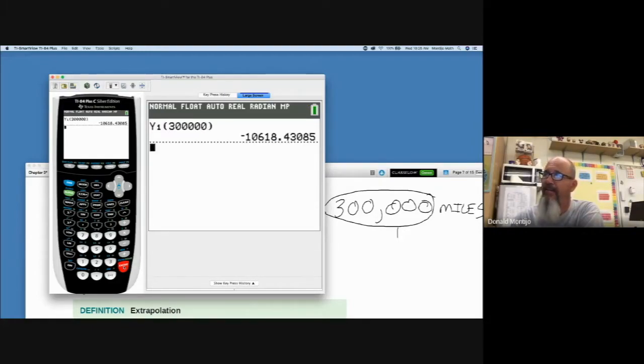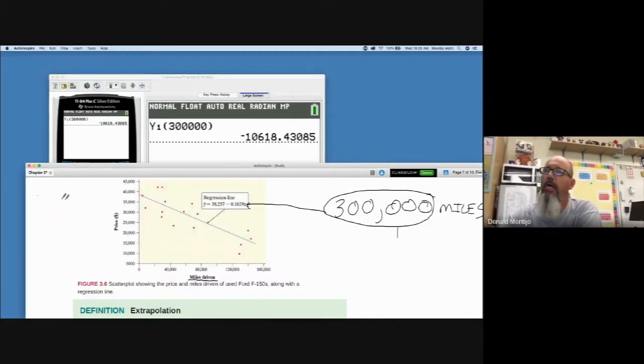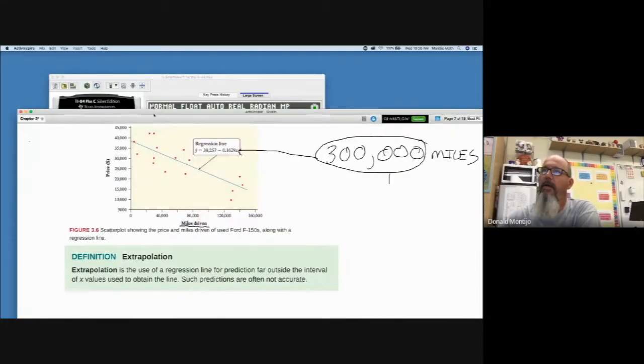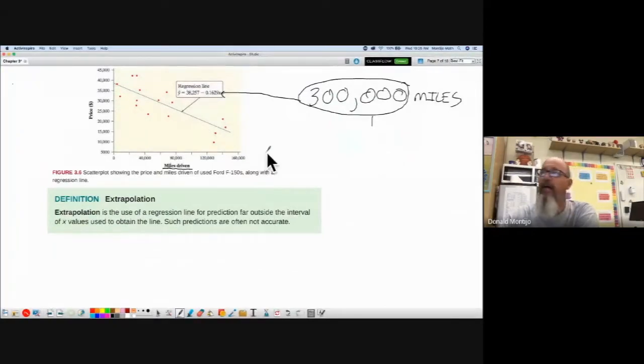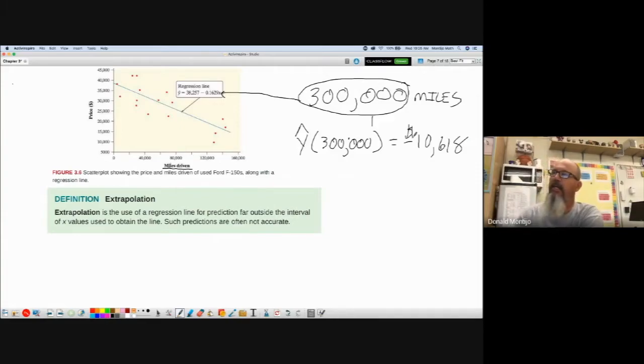So it did negative $10,618. Okay. The calculator took this 300,000, plugged it in for X, did all the work for us, and spit out an answer. Pretty slick. So we got Y hat, when we plugged in 300,000, we got negative $10,618. Let's think about what this says for a minute.